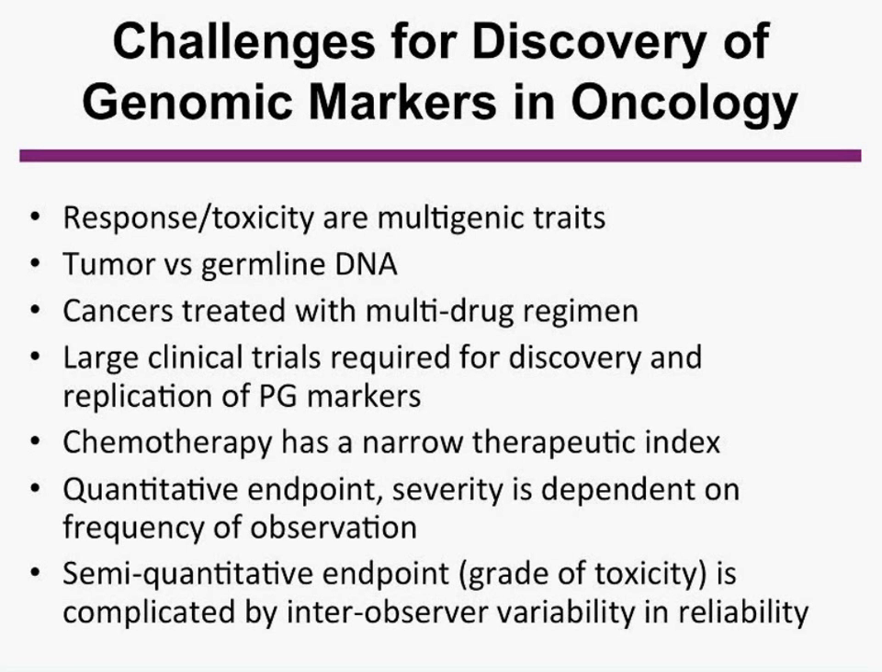And then we have many semi-quantitative endpoints, and that includes peripheral neuropathy, where patients are graded, such as 0, 1, 2, 3, or 4. And you have very, very few that are 4 and a few that are 3. And so you really have a lot of patients that are in the 0 to 2 category. And this is very complicated by inter-observer variability in reliability.